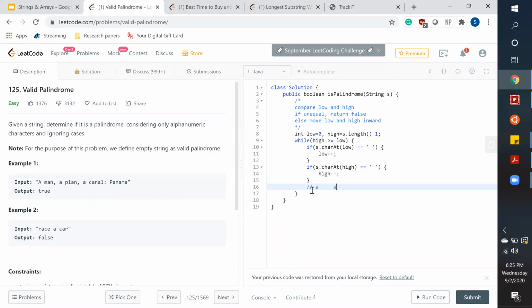Because think about this string. If I had something like this, right, and say low pointed to this white space, so the character at low is a white space, but now I move low forward. So now low goes to this next character, but this is also a white space. So I don't want to be comparing these white spaces. So I actually want to keep going forwards while I see a white space. And the same thing for high, because you could have multiple consecutive white spaces. Does that make sense to everybody?